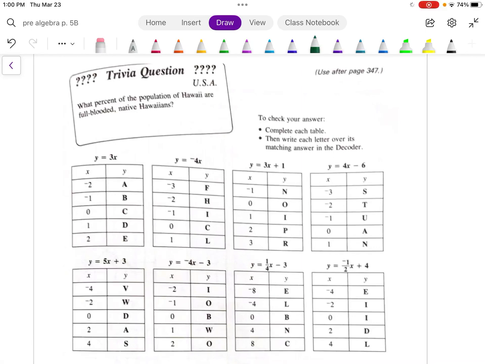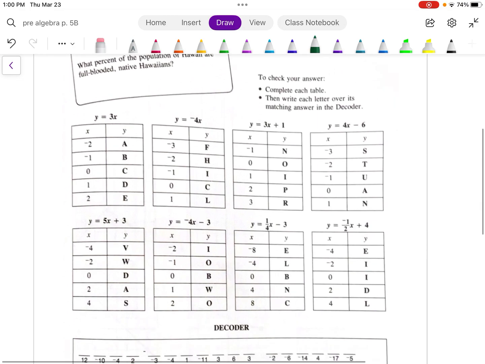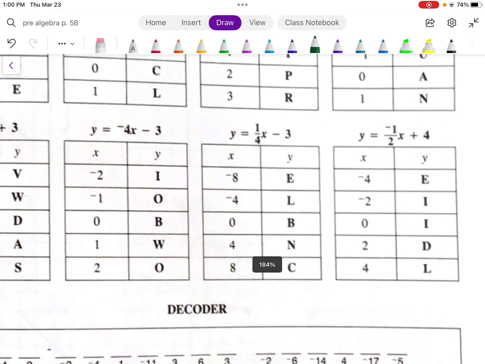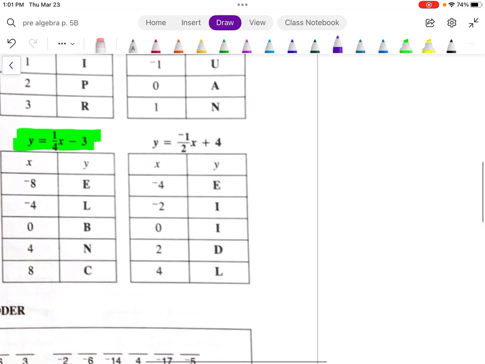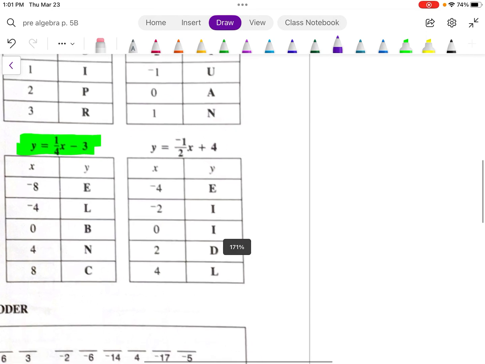Okay, today we're going to continue practicing using our equation to fill out our table of values. There are a couple different ones on here. I'm going to do one as a practice. Let's do one of the fractions ones. We'll do y equals 1/4 x minus 3. I'm going to put my work off to the side just because it's a little squishy.